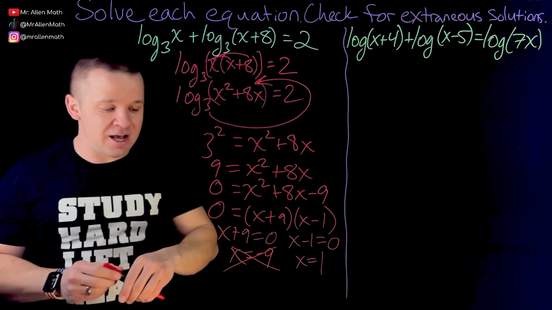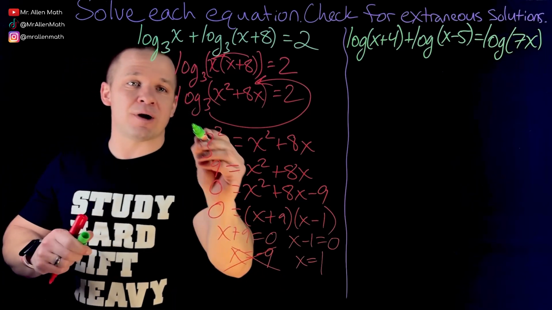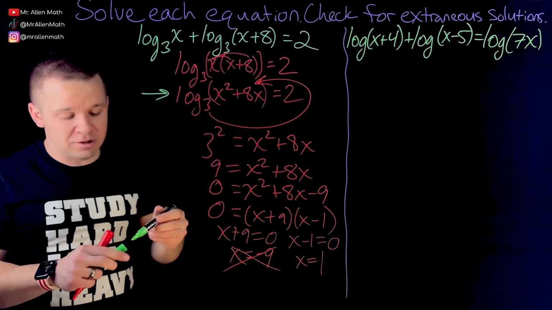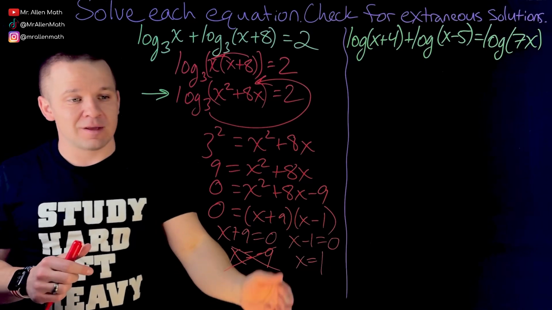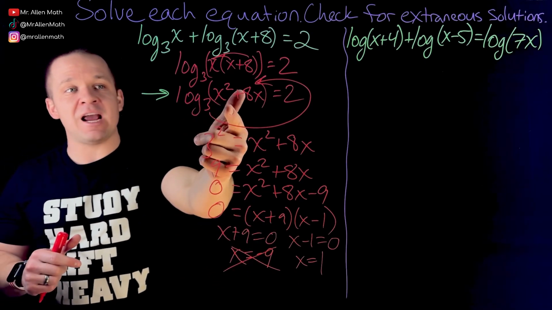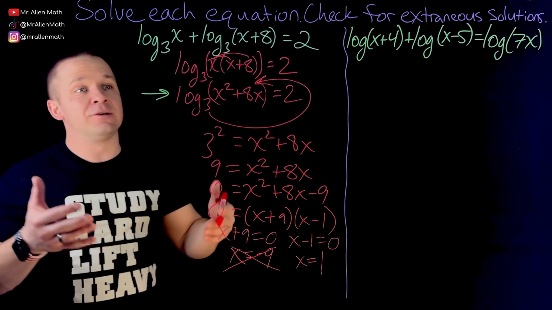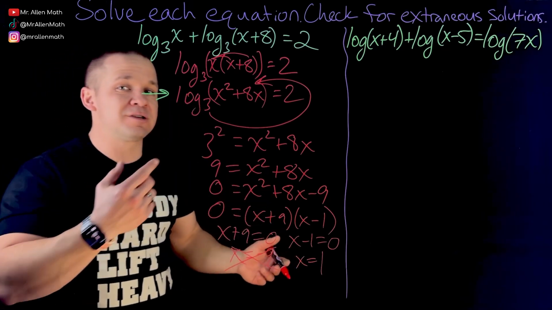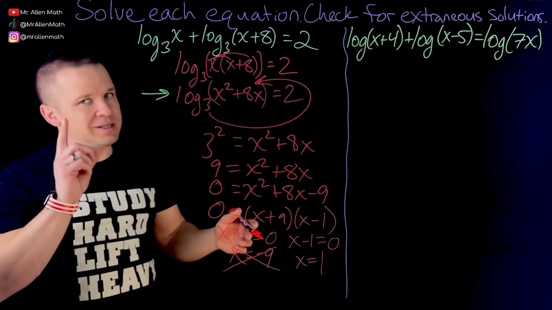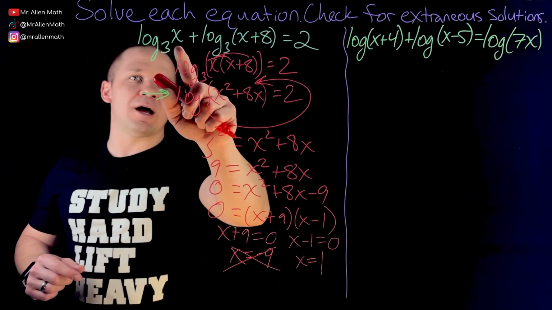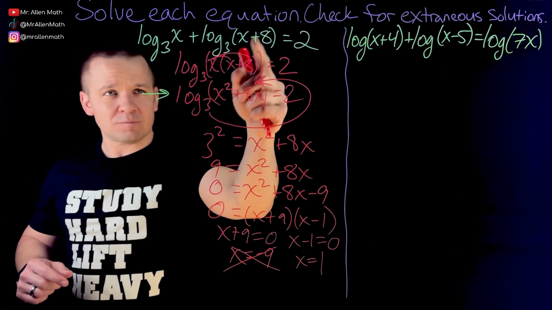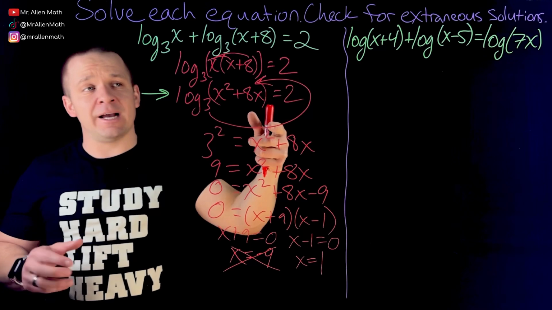Fun fact, if the original problem were that, then the negative 9 would end up working. I'd have 81 minus 72, that's 9. Log base 3 of 9 is 2. So if the original's that, both will work, but it's not, okay? Now when I plug in the 1, I get log base 3 of 1 plus log base 3 of 9, all good.